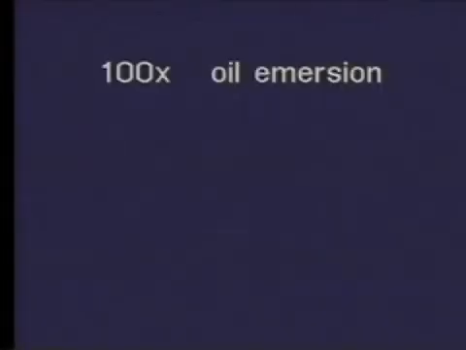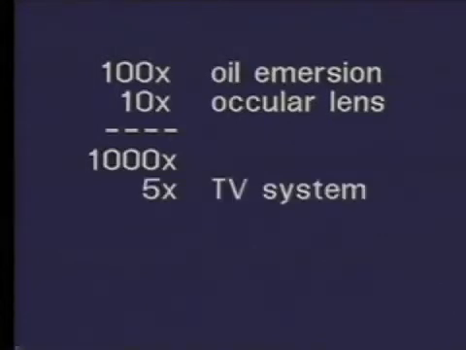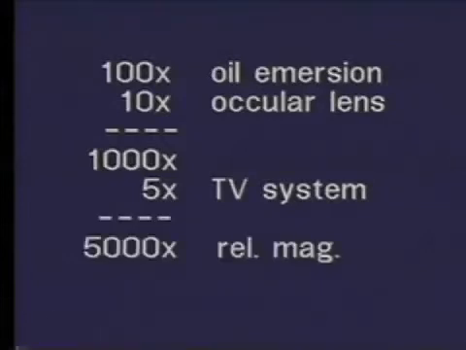The use of a 100-power oil immersion lens times a 10-power ocular lens gives 1,000-power magnification. This is further enlarged approximately 5 times by the TV system, resulting in a 5,000-power relative magnification. This is somewhat different than a true 5,000-power magnification that would be possible with electron microscopy. However, it does give the effect of a 6-foot-tall man becoming 30,000 feet tall, or nearly 6 miles tall.